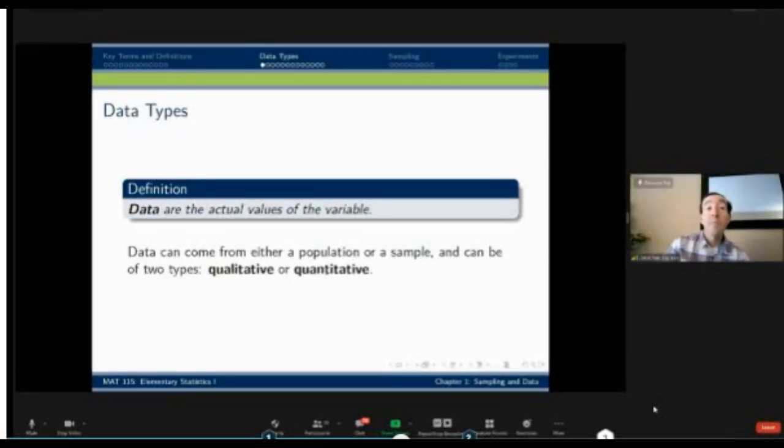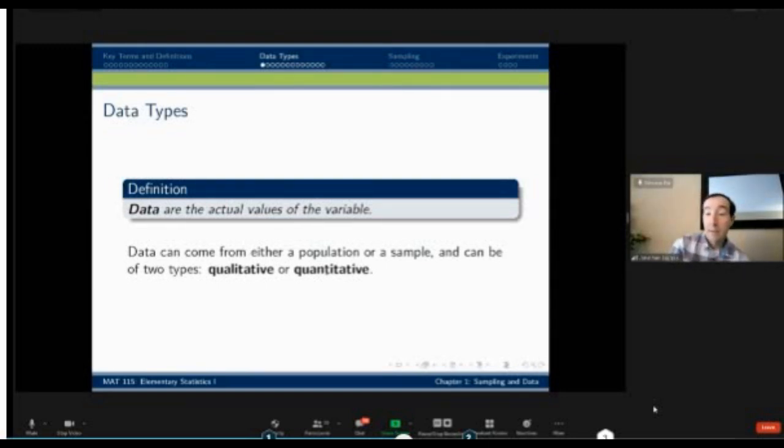So let's talk more specifically then about data types. And this is related. Data are the actual variable values. Datum, by the way, is the singular of data. Data can come from a population or from a sample. And most importantly, it can take on two different types, qualitative or quantitative. And they are very similar to the types of variables that we just saw.